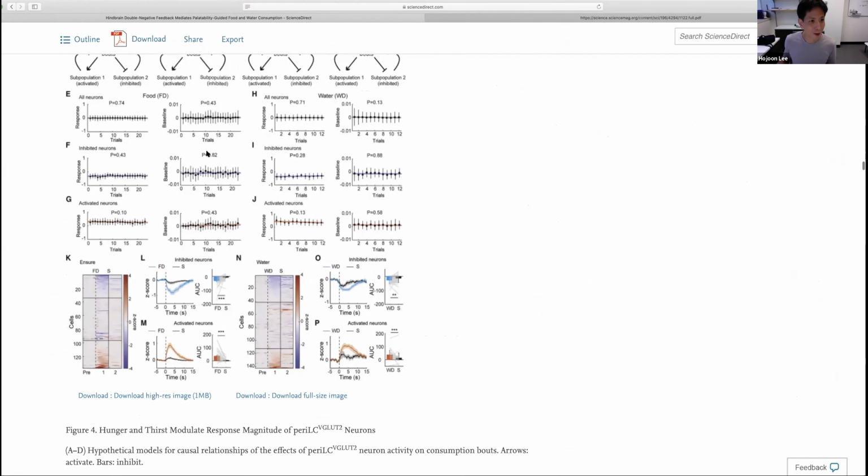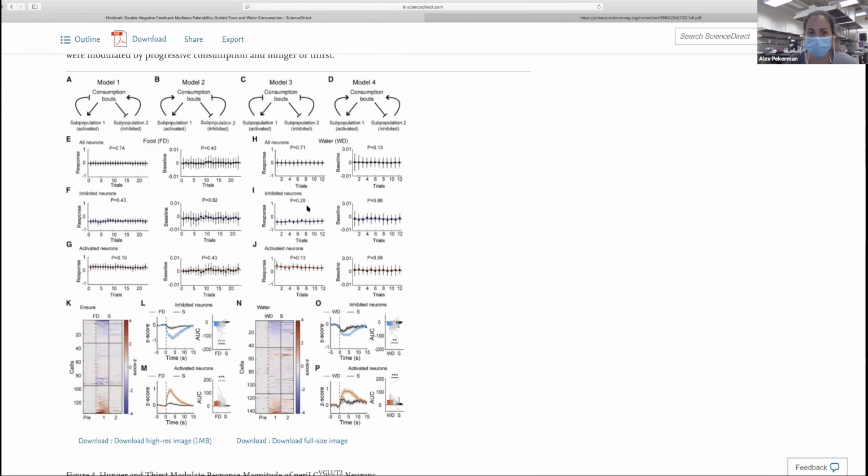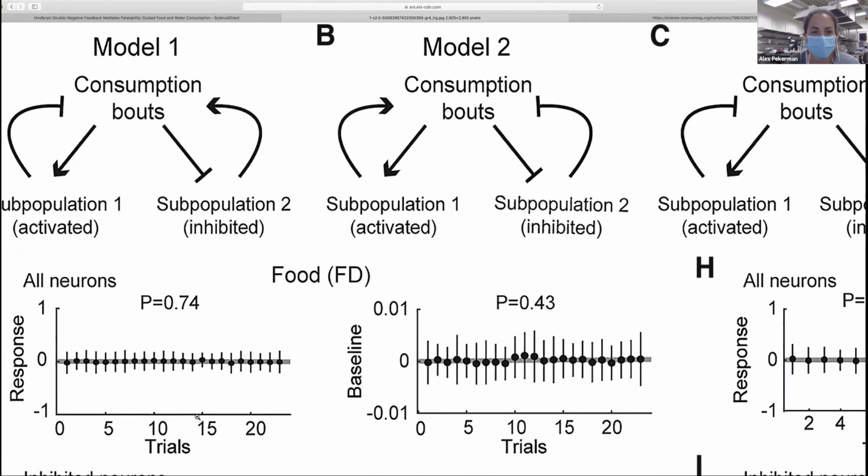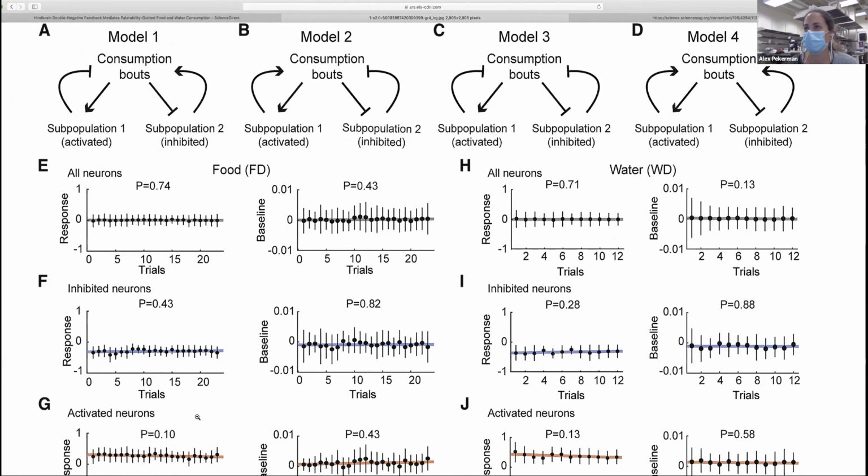Where are we? Figure 4. And now it gets very complicated, right? Yeah, that was extremely hard for me. I think I'm not even 100% on this, but I'll try and see what happens. So they found the two subpopulations of neurons, the ones that are activated and inhibited, and they're trying to figure out what's the model. So if you have more activation, more inhibition, and what's happening to which subpopulation.